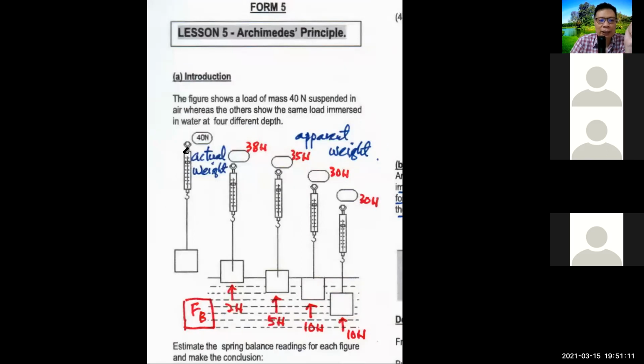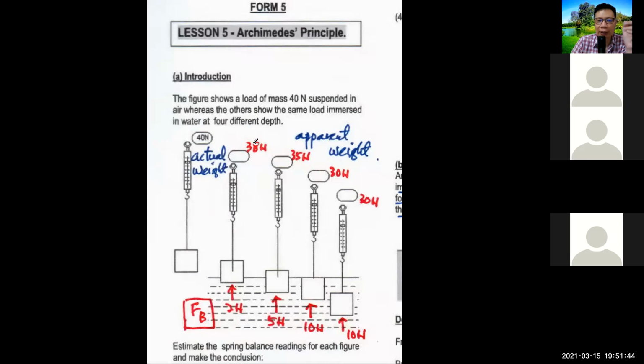Okay. This is a spring balance. So you have a load here, and it shows 40 Newton. This 40 Newton is the actual weight, hanging in the air, right? So what happens is when you start to submerge it into the water, you can see the reading of the spring balance decreases, drops to 38.